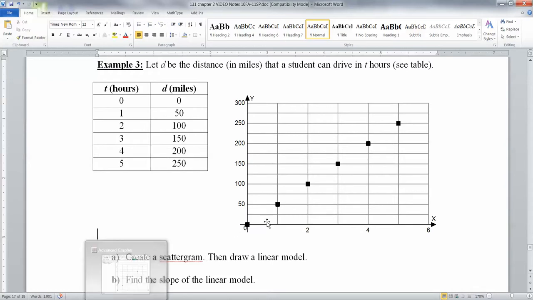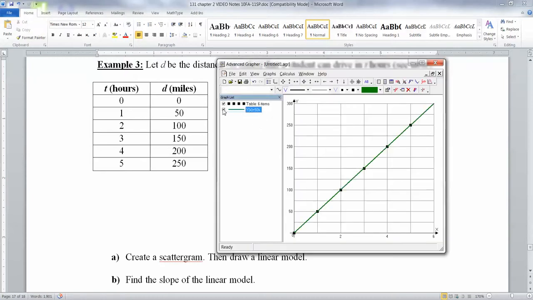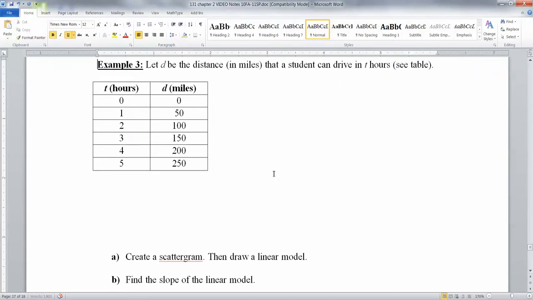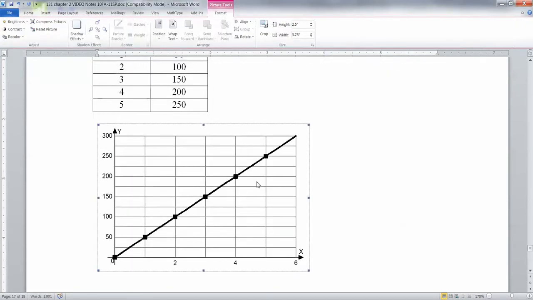Oh, I didn't do that. So you can kind of see there's a line. This is hardly a scattergram. I mean, there's nothing even scattered about it. So let me draw the line in there. I'll make it black so you can see it. All right. So we've got our points drawn and all that good stuff.